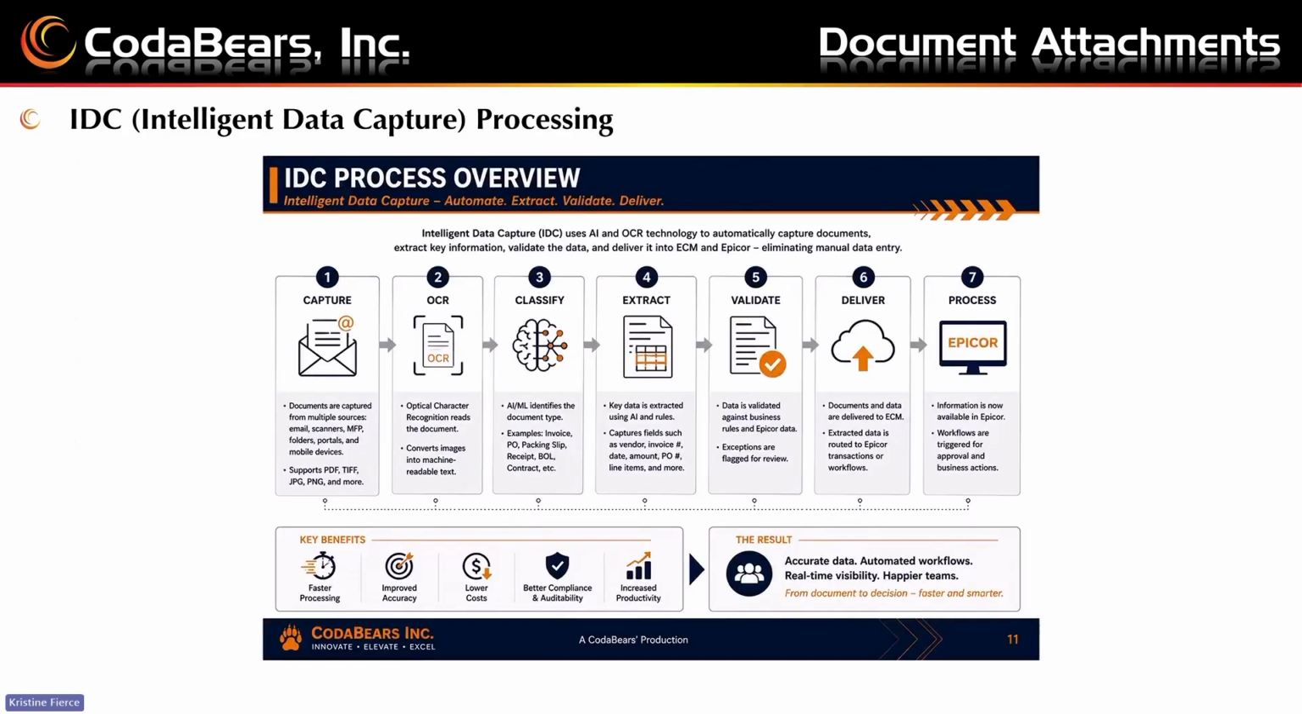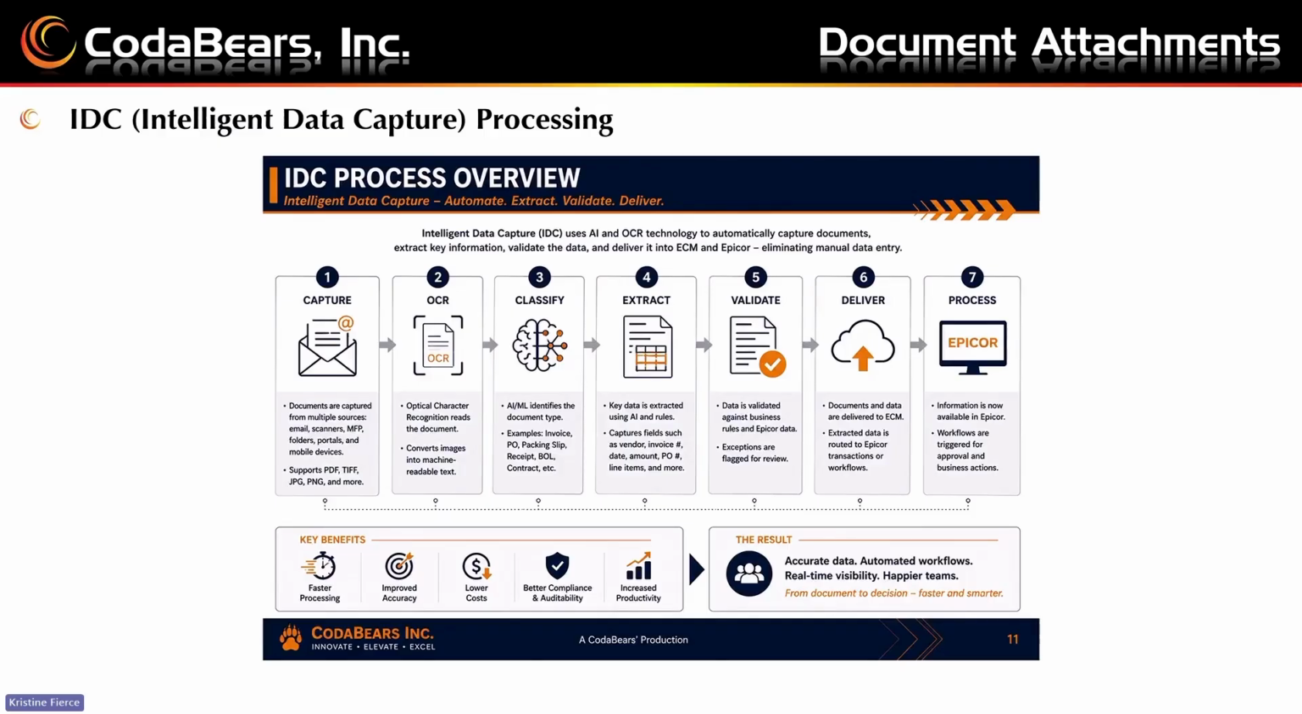So here's a process review of how IDC works to capture your documents. Usually it's captured from either an email, a file folder, a portal, anywhere, and it does support multiple file types. As the documents come in, they get read via the optical character recognition process and classified based on document types that are pre-set up. The data is then extracted to capture key metadata like invoice number, part numbers, dates, etc. Next, the data is validated against business rules and exceptions are flagged as needed for review. Documents and data are routed through Epicor transactions and workflows in order to get validated and ready to be delivered into Kinetic.